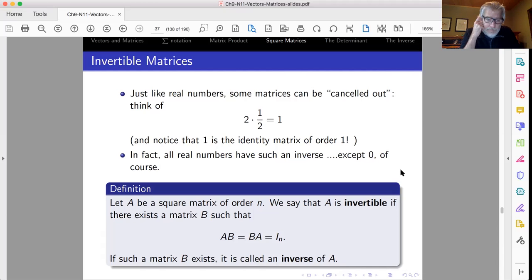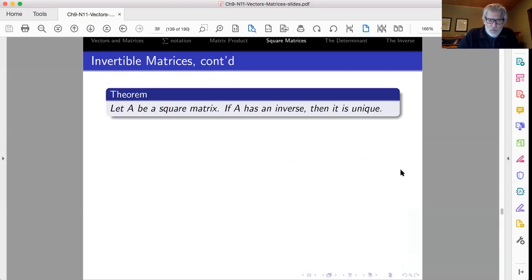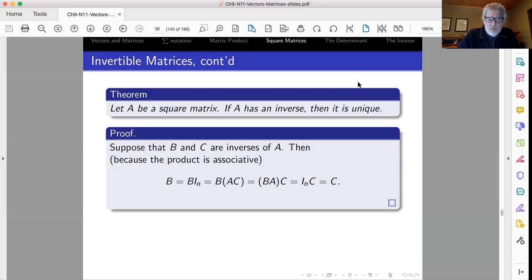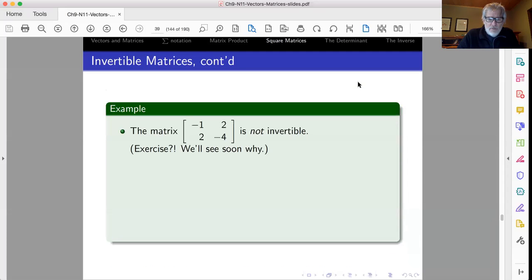So last time we looked at the notion of an invertible matrix, and we defined a matrix to be invertible if you can find another matrix such that when you multiply them, you get the identity. Remember that the identity is like the one for matrix product. So we're going to look now at the notion of invertibility and how to determine whether a matrix is invertible or not.